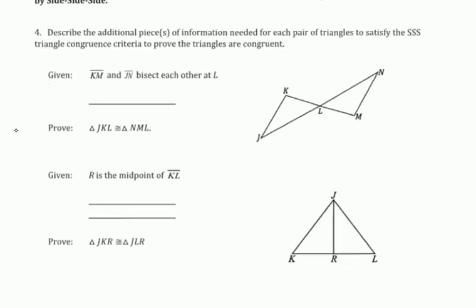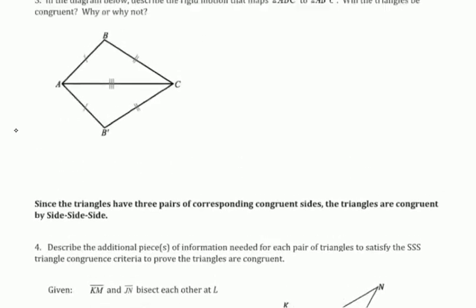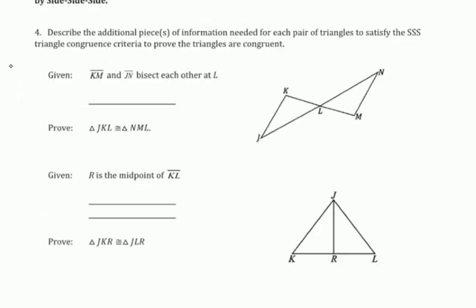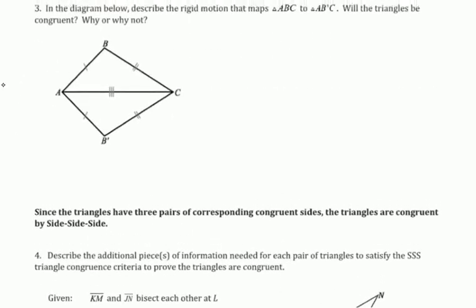Next, we'll look at side side side. Notice in the diagram for number 3, we're given a diagram showing two triangles, and with the congruent markings, we have all three sides of one triangle are congruent to the corresponding three sides in the second triangle. This is what we call side side side, and it's our third way to prove triangles are congruent. Notice no information about angles needs to be given to us in order to prove triangles are congruent by side side side.